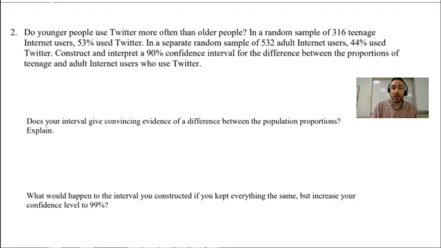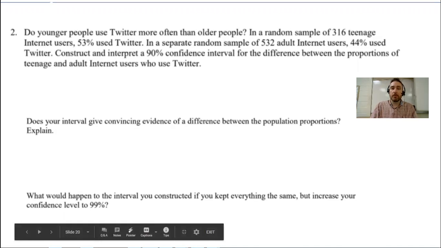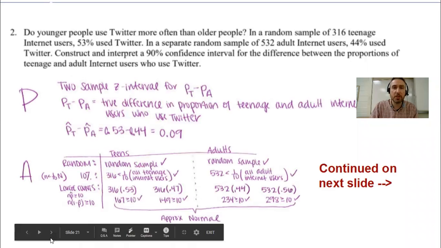And then we want to know, does the interval give convincing evidence of a difference between the population proportions? Explain. And what would happen to your interval if you kept everything the same but increased your confidence level to 99%? So we want to address these 3 questions. The first one's going to be the longest one because that's constructing the interval. So that would normally count for more points in a free response question. So we start with the PACS program on these.